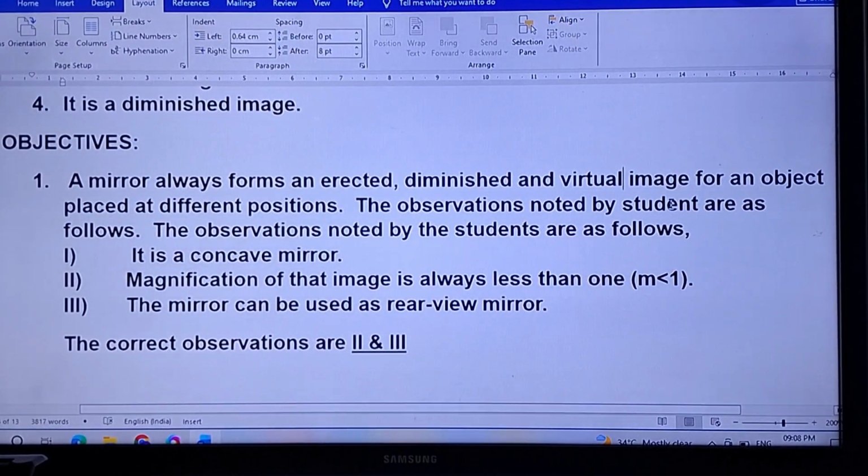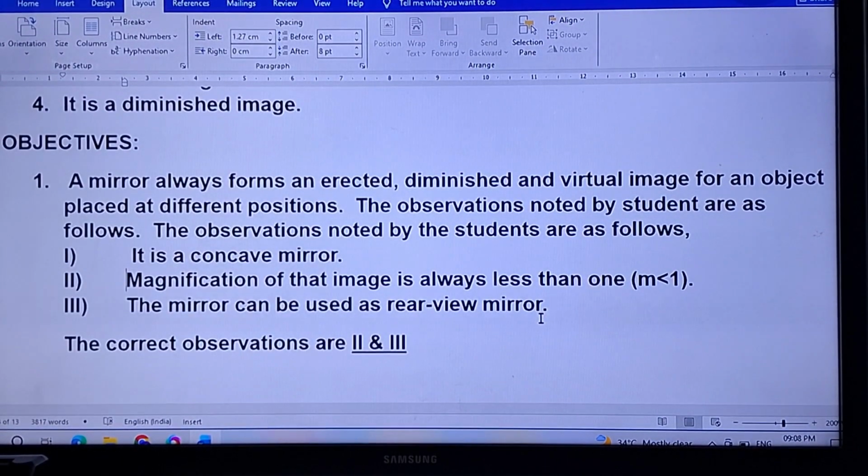Observations noted by the students, what is that, children? First observation is it is a concave mirror. Second observation is the magnification of that image is always less than 1. Less than 1, because diminished means less than 1 only. Then the mirror can be used as a rear view mirror. So without giving the name of the mirror, the uses they have given: the mirror can be used as a rear view mirror. Which mirror do we use for a rear view mirror, children?